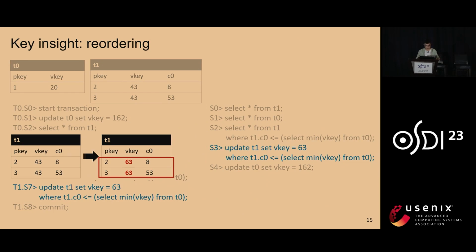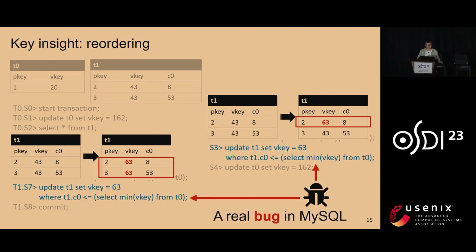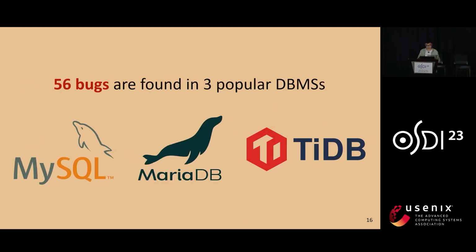Let's see. We found that the test case on the left-hand side changed 2 rows of table 1. However, the update statement on the right-hand side changed only 1 row. So it indicates a bug. Actually, it is a real bug in MySQL. By using this idea, we have found over 50 bugs in 3 popular database management systems: MySQL, MariaDB, and TiDB.